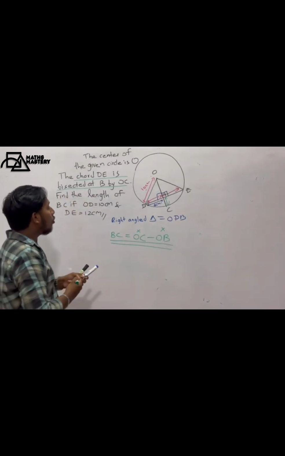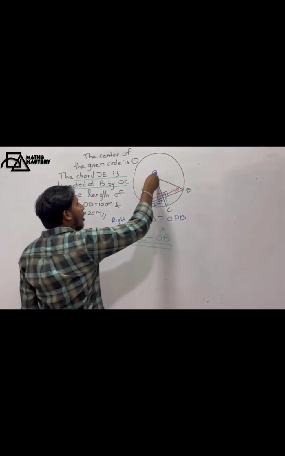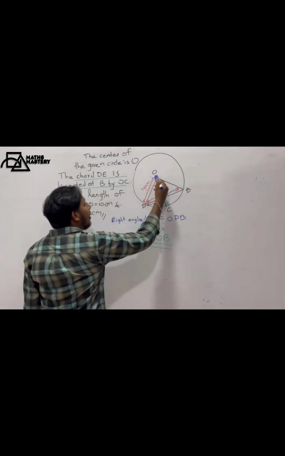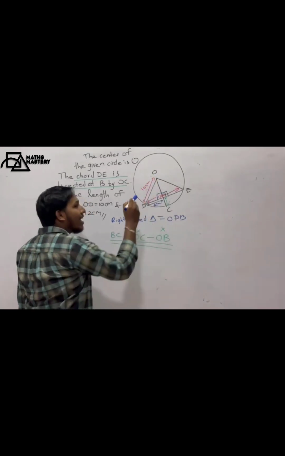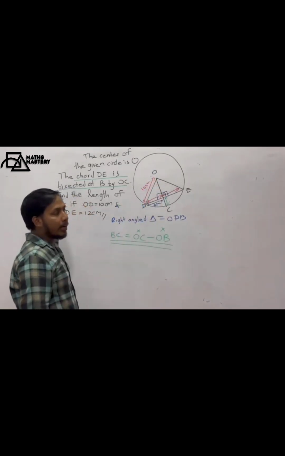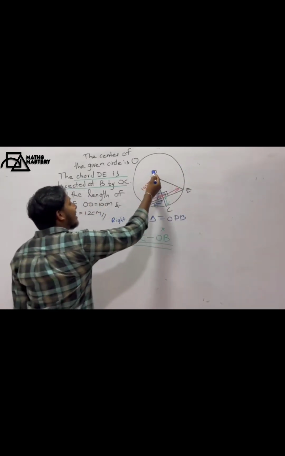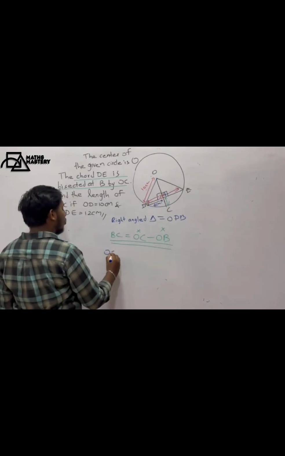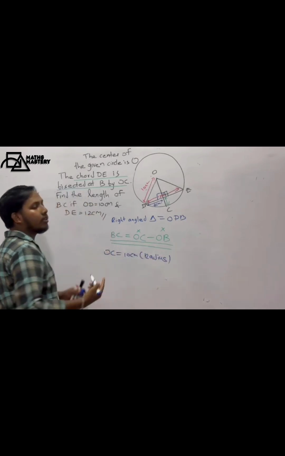Now let's find a way how to find OC. Now see students, O is the center, right? Here, the center of the given circle is O, they have given. From the center to the edge of a circle, if you draw a straight line, we call that as a radius. So students, OD is also a radius, OC is also a radius, OE is also a radius. Since they have given OD is equal to 10 centimeter, obviously OC is also equal to 10 centimeter, which is the radius. We have found OC now.